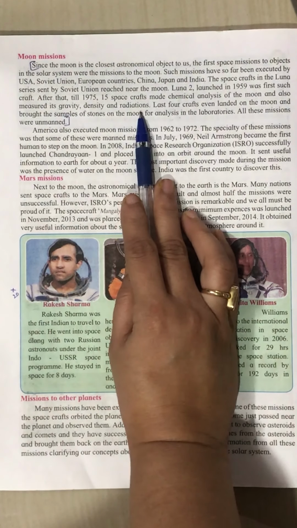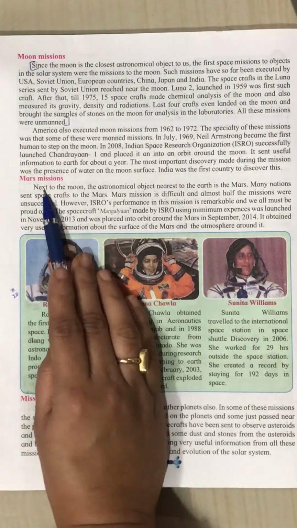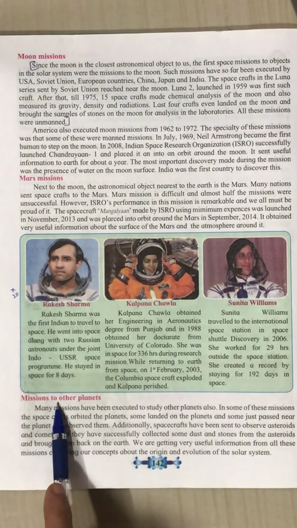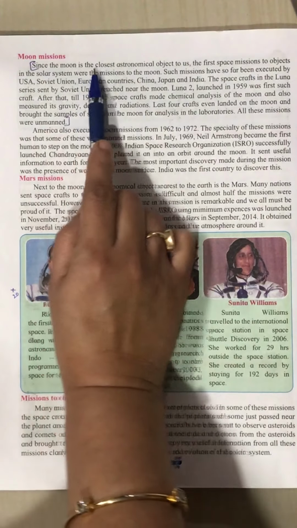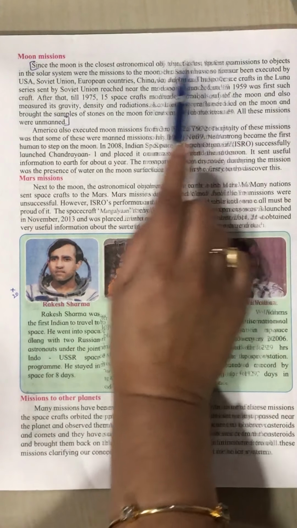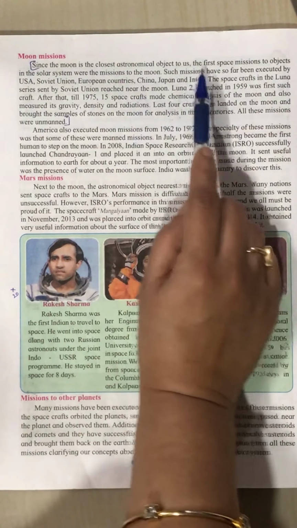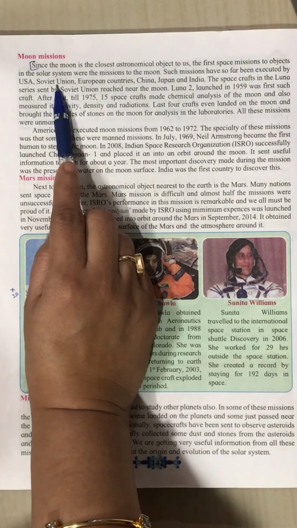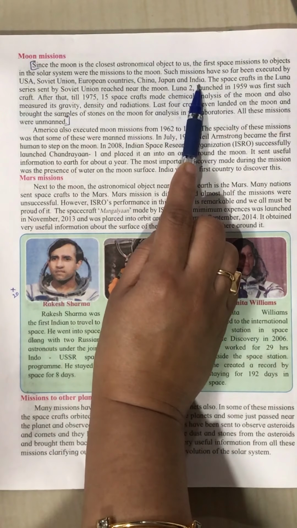Now the next page, page number 142. It is about moon missions, Mars missions and missions to other planets. About moon missions, since the moon is the closest astronomical object to us, the first space missions to objects in the solar system were the missions to the moon. Such missions have so far been executed by USA, Soviet Union, European countries, China, Japan and India.